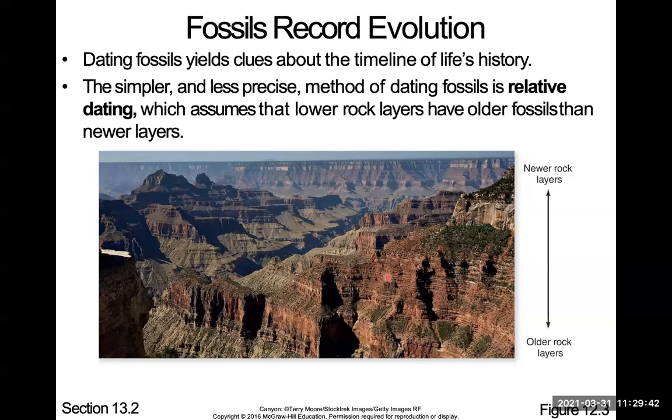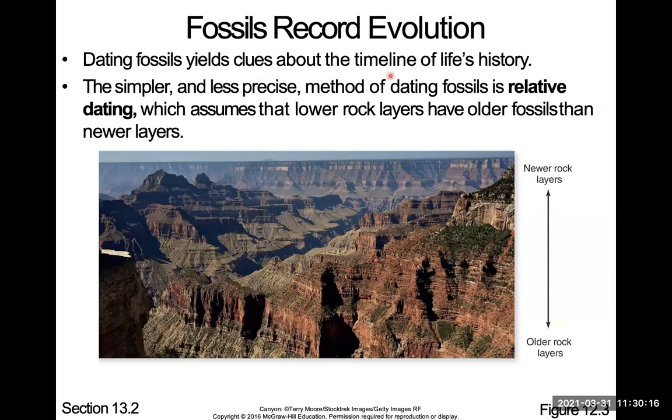So when we start dating the fossils, you can just do it with relative dating. That means if you were just looking at this, the layers that are under are older compared to the ones on the top, which are newer layers. That's relative dating. That just assumes that lower rock layers have older fossils than the newer rock layers. So it's not an exact number we're putting. We're just saying if it's on the bottom, it's older. If it's on the top, it's newer.